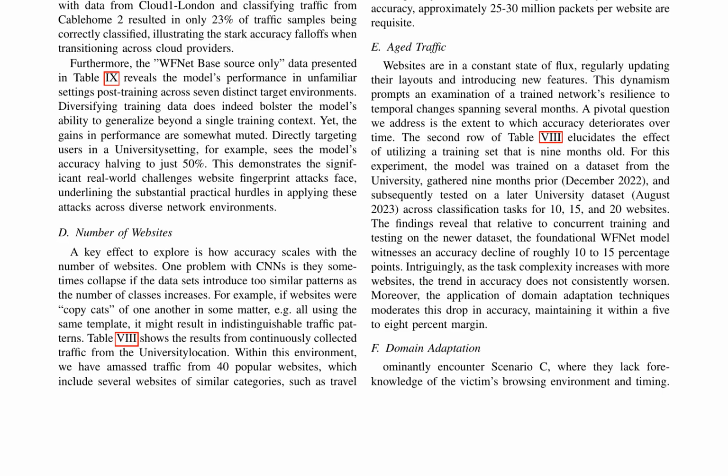Finally, the effect of utilizing a training set that is 9 months old was examined, revealing that the foundational WFNet model witnesses an accuracy decline of roughly 10 to 15 percentage points. However, the application of domain adaptation techniques moderates this drop in accuracy, maintaining it within a 5 to 8% margin.